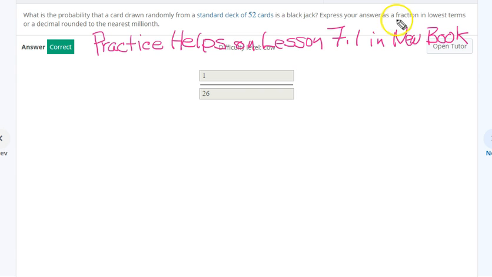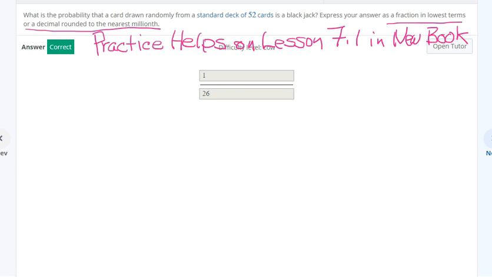Express your answers as a fraction in lowest terms or a decimal rounded to the nearest millionth. Well, these instructions are for many of these. I won't be reading those again. But I think fractions are probably your best bet. That way you won't have any rounding problems or anything. Now, what is a black jack?